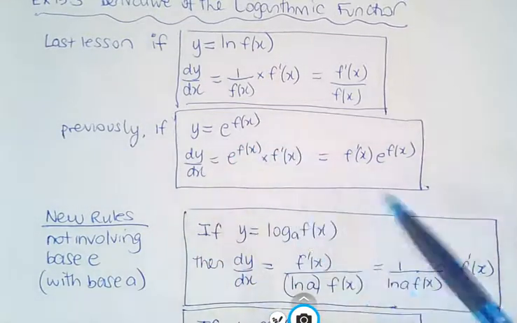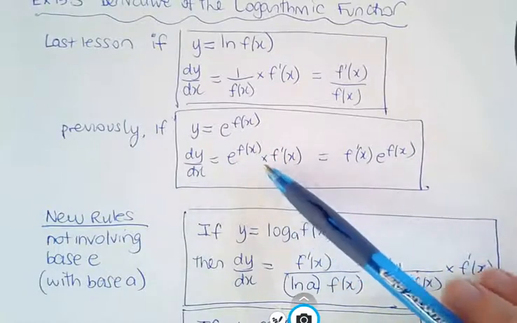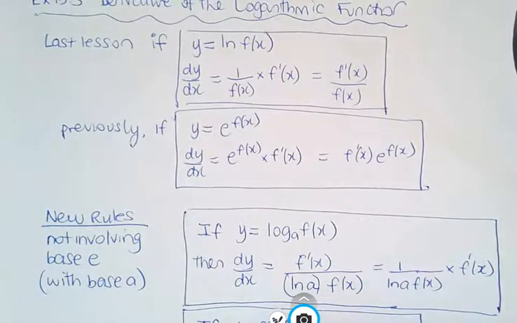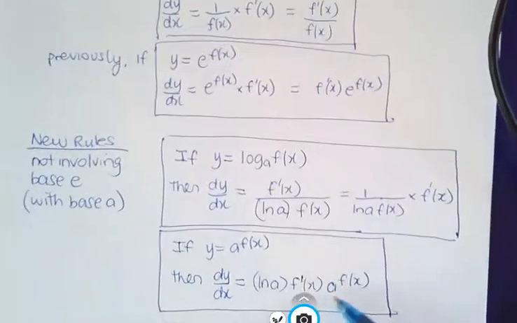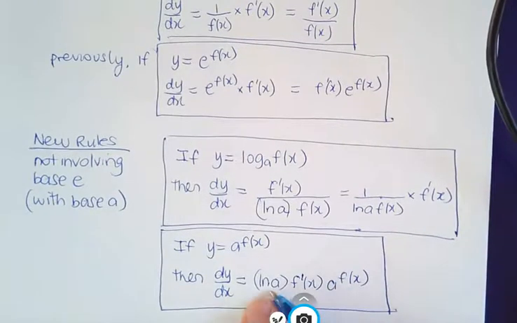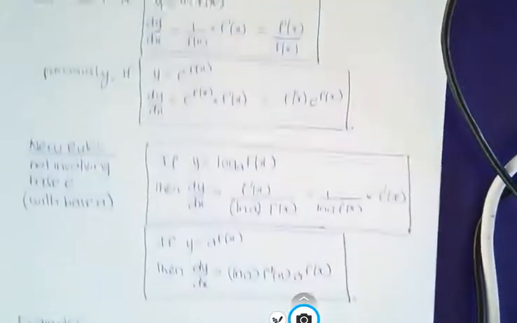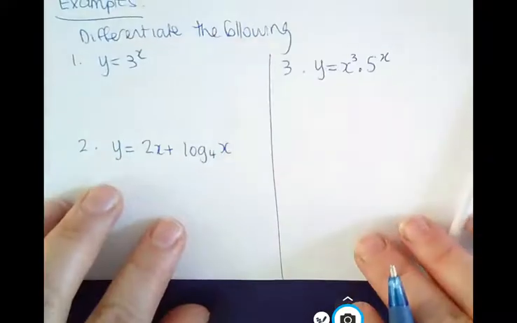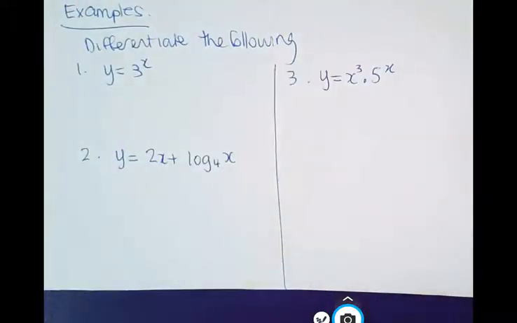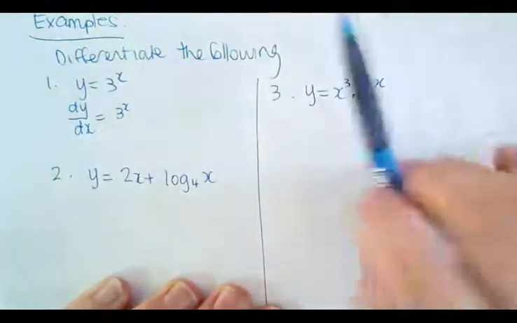We looked at e to the function of x, which we know the derivative is e to the function of x times the derivative. But if we're looking at y equals a to the function of x, again, same rule, a to the function of x times the derivative, but then multiply by ln a. So just looking at the link, the similarities, okay? And we'll do a few more as well. So dy dx is, you can just look at the rule there.